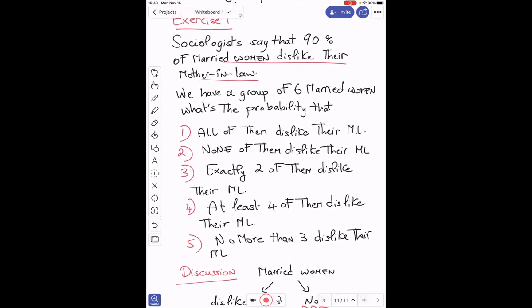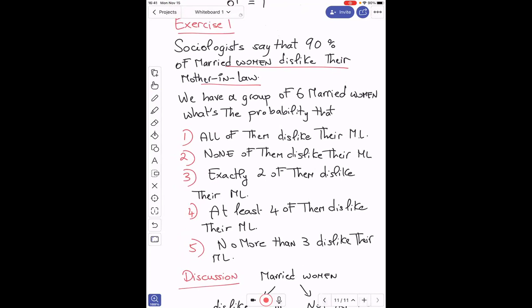90%. Thank you, Asanta. Yeah, because in the entire population, the sociologists are saying that 90% of married women dislike their mother-in-law. So if you select a random married woman, there is a 90% chance that she dislikes her mother-in-law. So the probability of success, that the married woman dislikes her mother-in-law, is 90%.